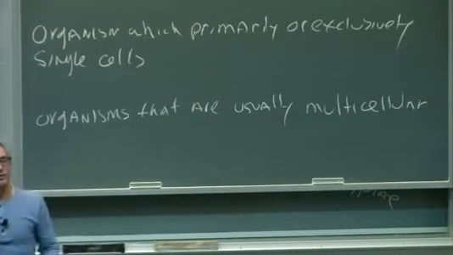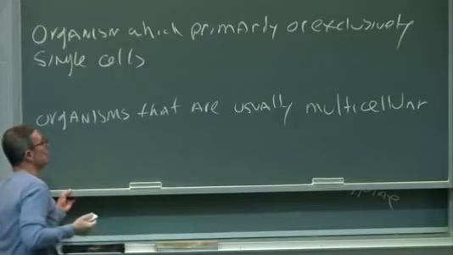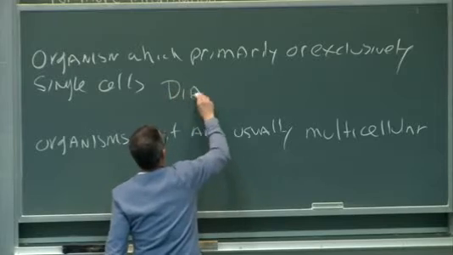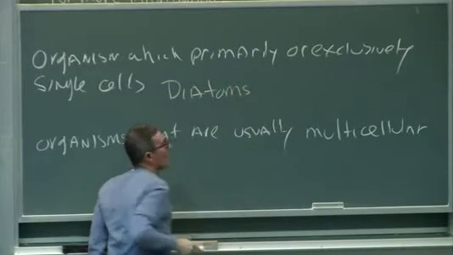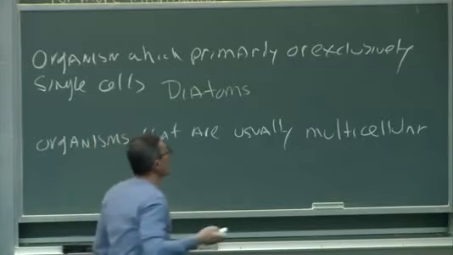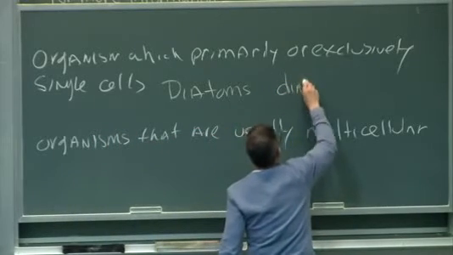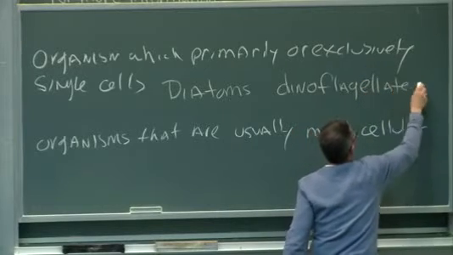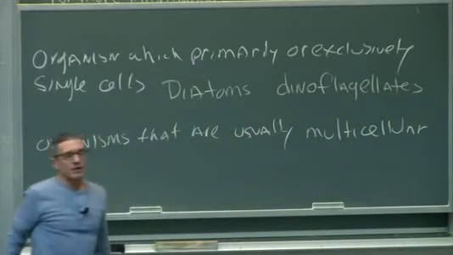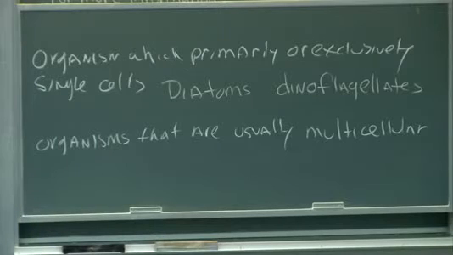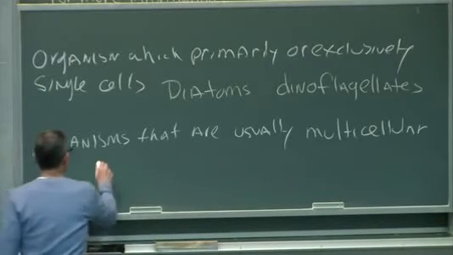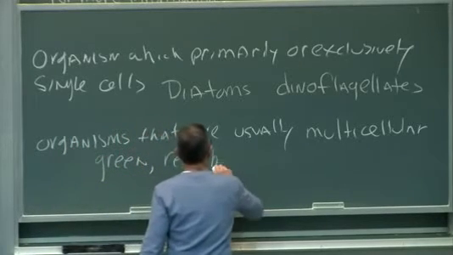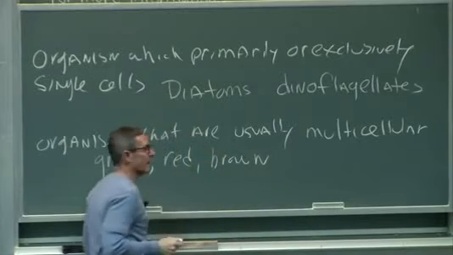Into these sort of artificial divisions, we're going to put two groups, and we're going to talk about these groups in a moment. We're going to put the diatoms, which are exclusively unicellular, and a group which probably most of you haven't heard about, known as the dinoflagellates. Into the group which is primarily, if not exclusively, usually multicellular, we're going to put the green, the red, and the brown algae.